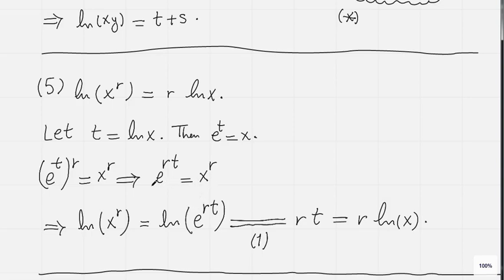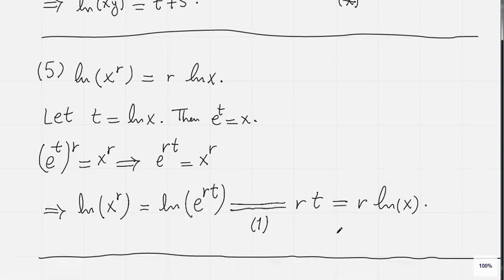Let's take the ln from both sides of this identity. Then what we get is that ln of x to the r is equal to ln of e to the rt. We use property 1, because by using property 1, we get that ln e to the rt is equal to rt. But we just had that t was ln x, so this quantity is equal to r times ln x. And this proves property 5.